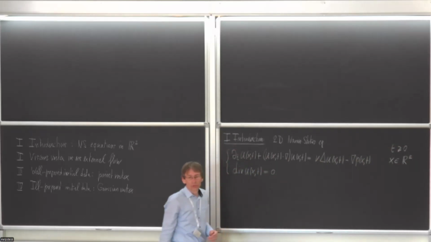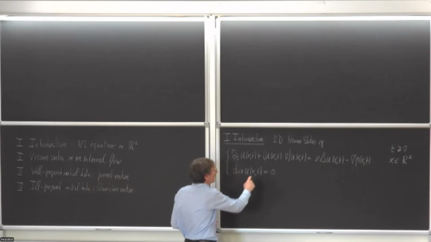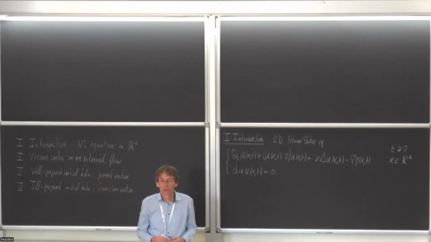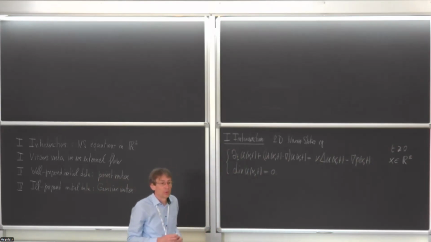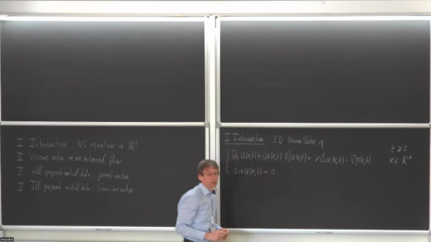So there are two equations. One is sort of the equation of motion. It's obtained from Newton's law of motion. And the second one is sort of an elliptic equation, which just tells you that the flow is incompressible. So incompressibility is a choice.